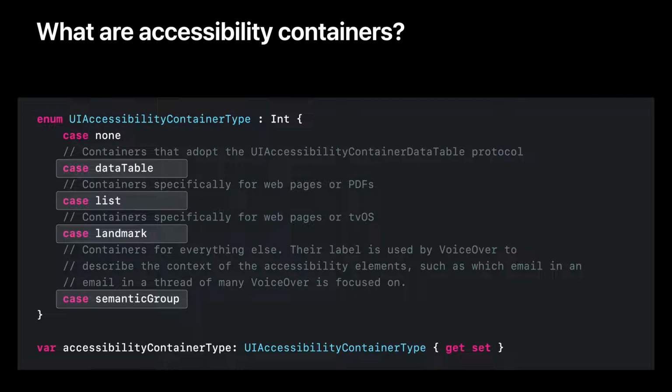On iOS, their accessibility label will be spoken the first time VoiceOver users focus on an element within that container. And on macOS, their label will be spoken when VoiceOver focuses on the container itself. So in our case, we want to be using the semantic group type to improve the navigation experience.